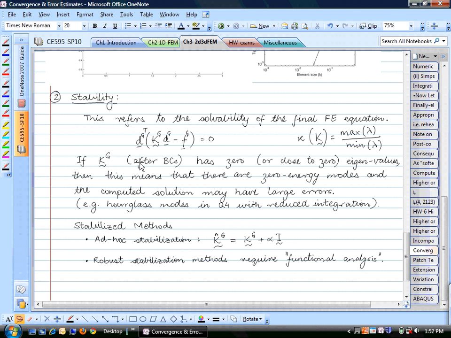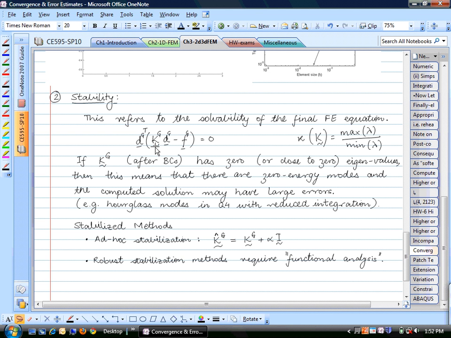So this number needs to be small. What is the minimum possible number that you could get for a condition number? 1. For example, if you have an identity matrix, the maximum eigenvalue is 1, the minimum eigenvalue is 1, your condition number is 1. It's a perfectly well-conditioned matrix. So that is the best case scenario. Obviously, from finite elements, we do not get an identity matrix for K. So in general, this number should be of the order of 10 to the power 2, 10 to the power 3, something like that.